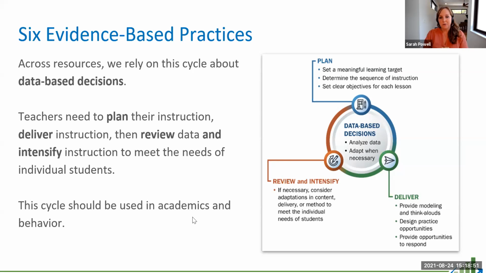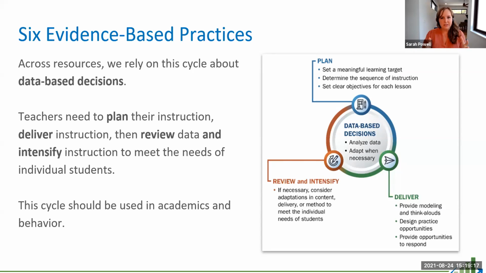So in this cycle that you see here, this 3-phase cycle has a need for teachers to plan their instruction. And when we think about planning for instruction, we're first going to set meaningful learning targets. We're going to determine a sequence of instruction to help us be on track to meet those targets. And we're going to set clear objectives that are going to be used each lesson to move toward that target.